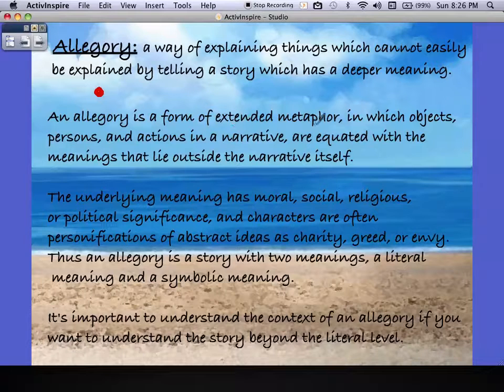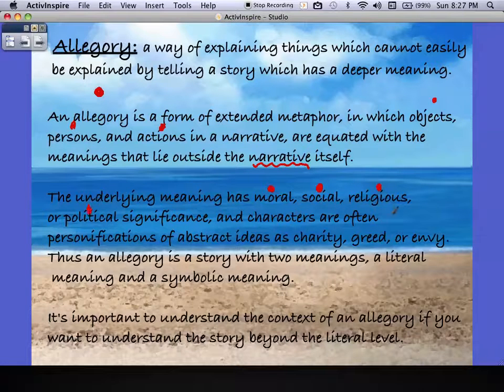An allegory in literature is a form of metaphor, and what this means is that the objects in the story, the characters of the story, and the plot line in the story are meant to represent something beyond the plot line of the story. What they represent could have meaning. It could be telling you about morals. It could be a reflection on social order. It could be a reflection on religion. It could be a reflection on politics.